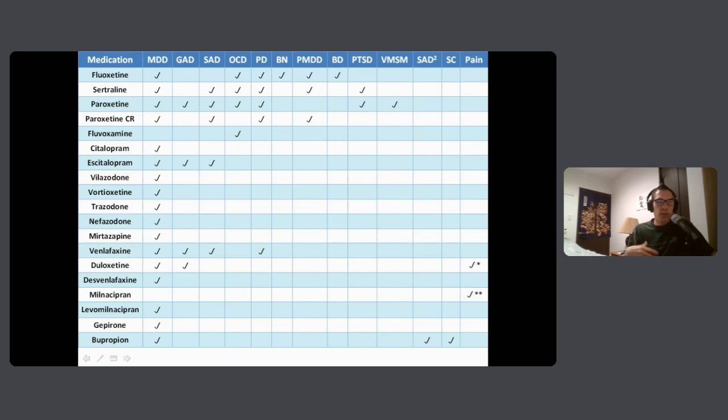And what you'll notice is some of them are approved for multiple things, and there are several medications that are only approved for one thing, right? I mean, we've got citalopram only approved for depression, vilazodone, vortioxetine, trazodone, nefazodone, mirtazapine, all only for depression. Fluvoxamine only for OCD, and we've got desvenlafaxine, levomilnacipran, gepirone, also only approved for major depression.